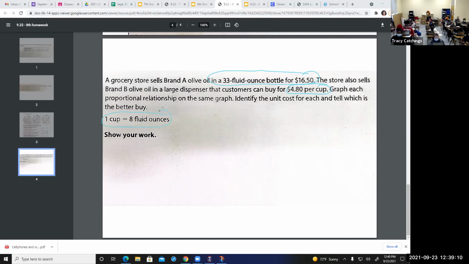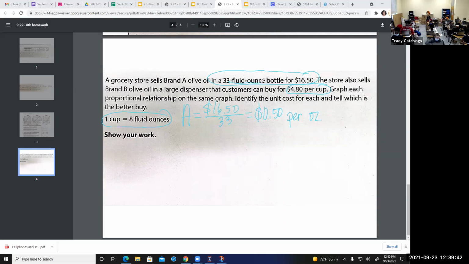All right, so brand A, what can we do to find that unit cost? So $16.50 divided by 33. 0.5. We talking about money, add a 0 to the end, so 50 cents per what? What's our second unit? Good job, ounces. Because it said 33 fluid ounces, so money per ounce.